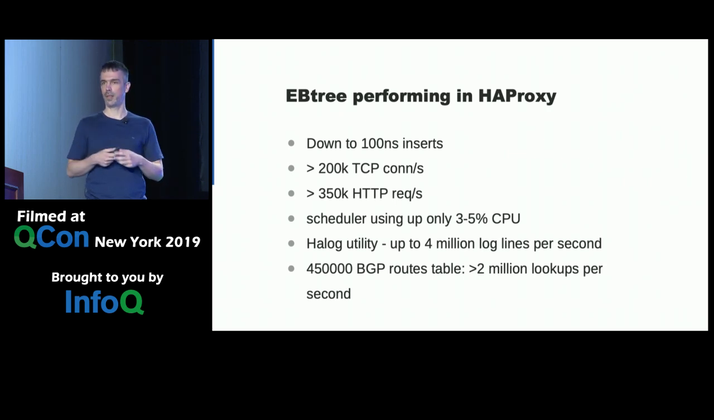We have a utility in the HAProxy source code that's used to parse default HAProxy logs and index them and search through them. That one runs up to 4 million log lines per second. And that's in part thanks to EBtrees. And if we insert 450K BGP routes into an EBtree, we can get more than 2 million lookups per second out of it. So that's where we ended up.